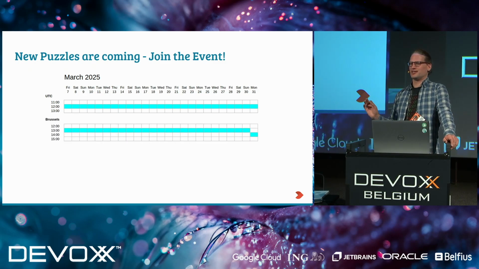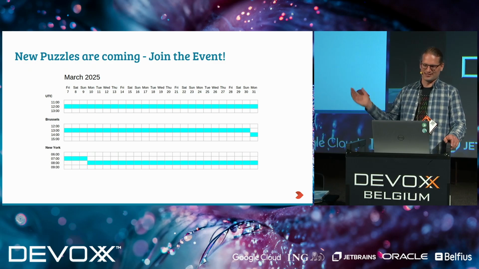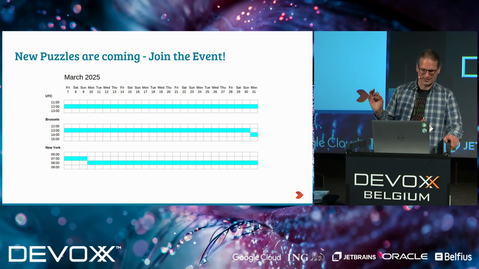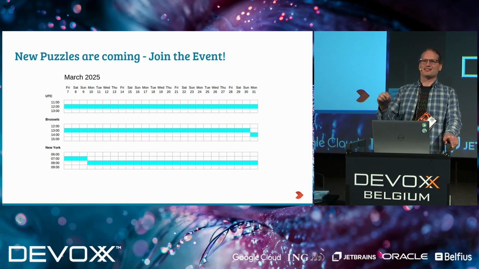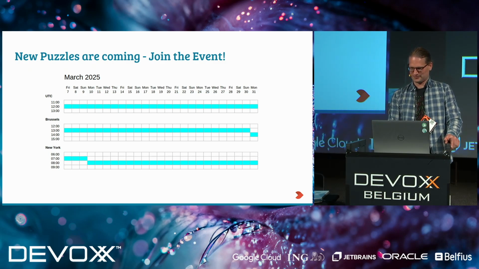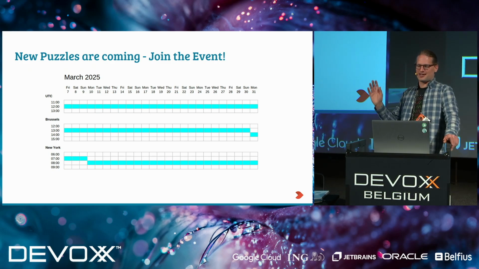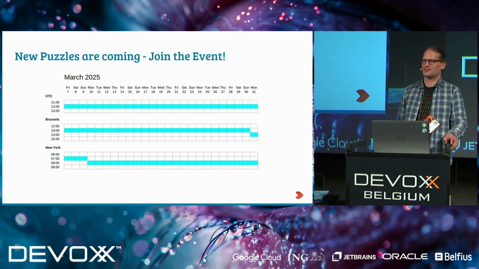means that in Europe they will arrive at either 1 o'clock or 2 o'clock, and in the US they will arrive either at 7 in the morning or 8 in the morning. So that means that knowing when your puzzle is going to arrive will be the first puzzle of the event. And so, yeah, so please put it in your calendar if you're interested.